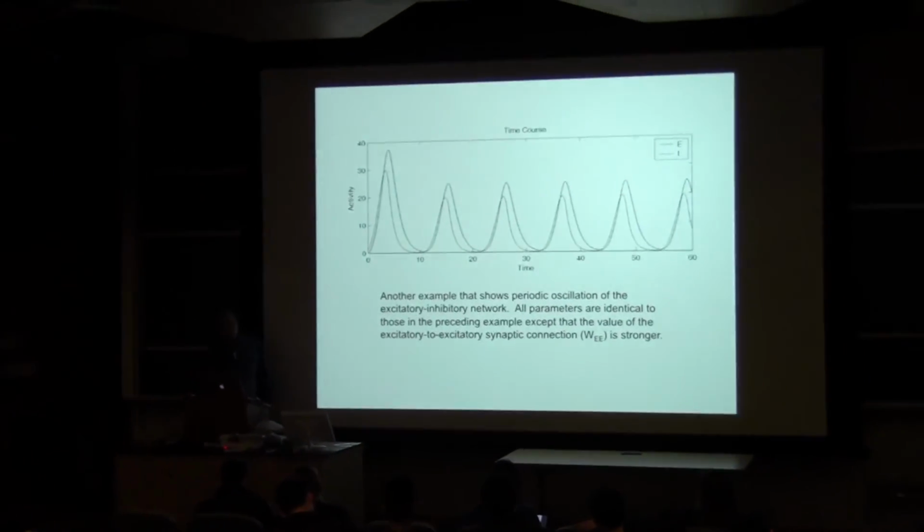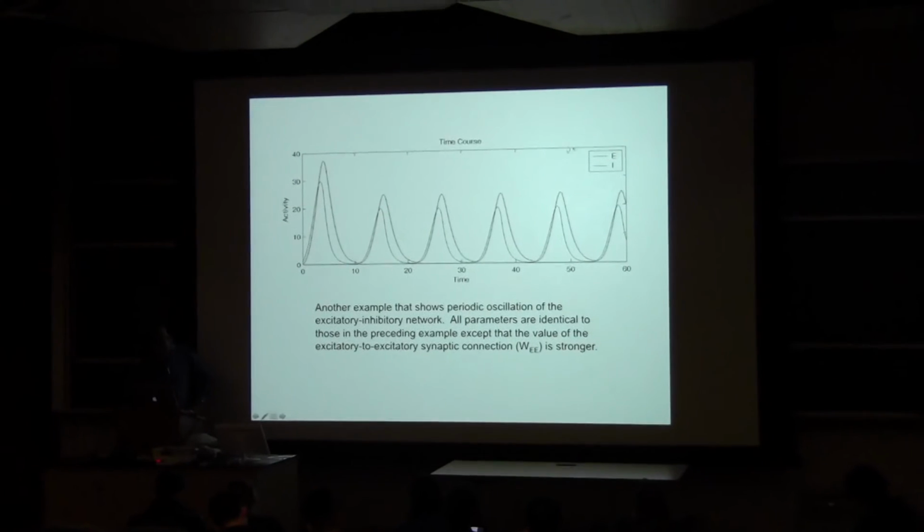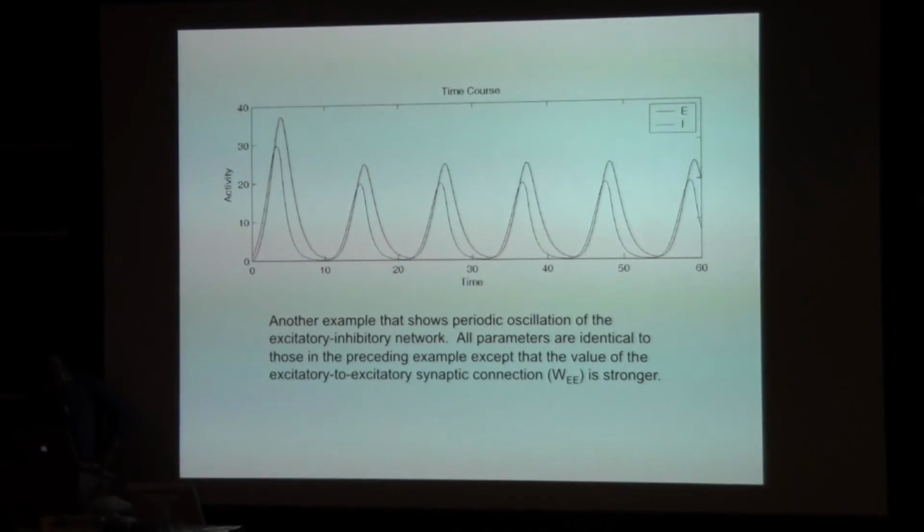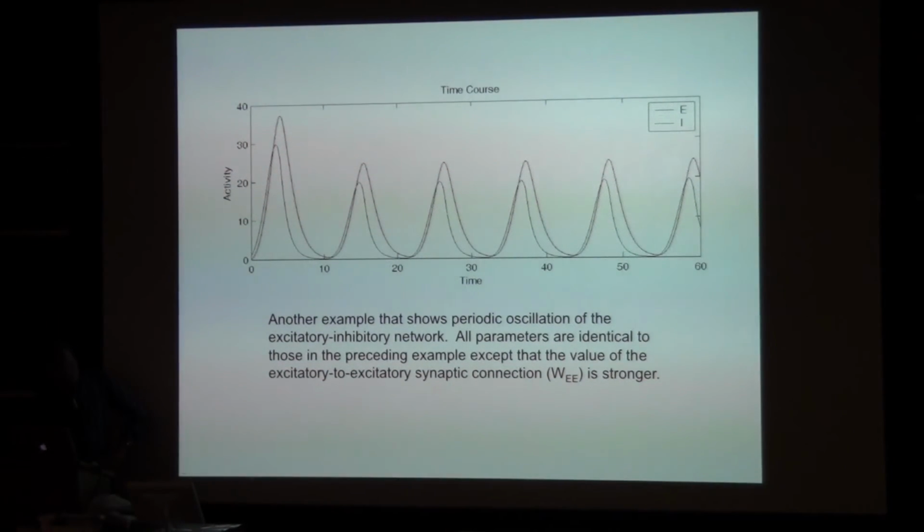Other parameters give limit cycle oscillation. In this case, you see the excitatory and inhibitory groups have some transient behavior, but eventually get into a stable pattern of oscillation. As for the condition, I'm not going to go into the mathematics of this. This is just a standard linear dynamical system analysis. It's very easy to do a numerical experiment on this kind of system.